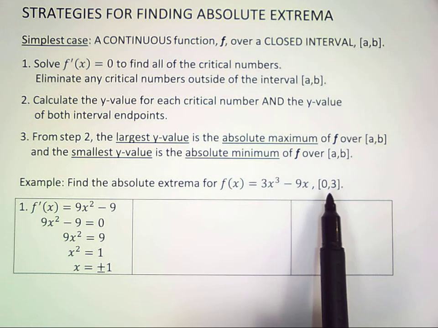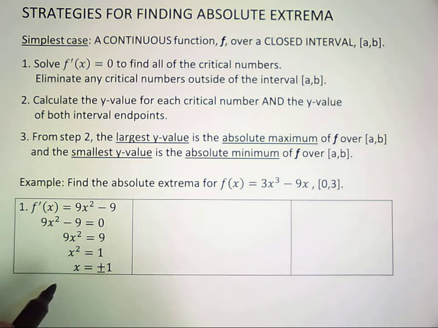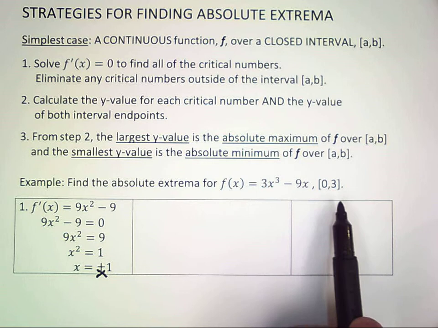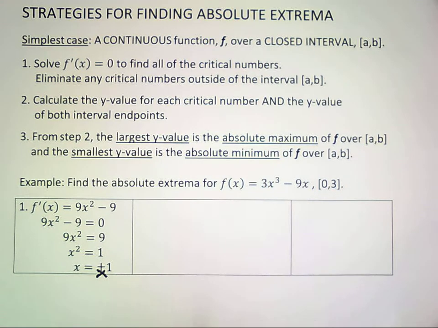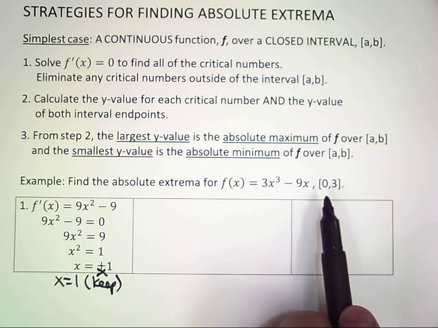But the interval I'm interested in is only the interval from 0 to 3. So I'm not going to consider the minus 1. The minus 1 gets eliminated, not because it's negative, but simply because it's not in the interval that I'm interested in. So the only one I'm keeping is x equal to 1, because it is in the interval I'm looking at.